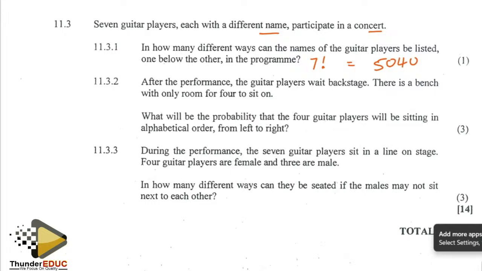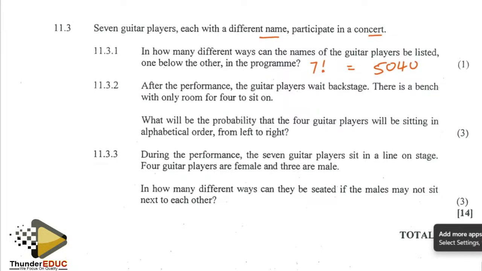Then 11.3.2 is telling us that after the performance, the guitar players wait backstage. There is a bench with only room for 4 people to sit on. What would be the probability that the 4 players will be sitting in alphabetical order from left to right? Okay, so besides the alphabetical order, let's just look at how many of the possible ways. So we shall have 7 times 6 times 5 times 4.